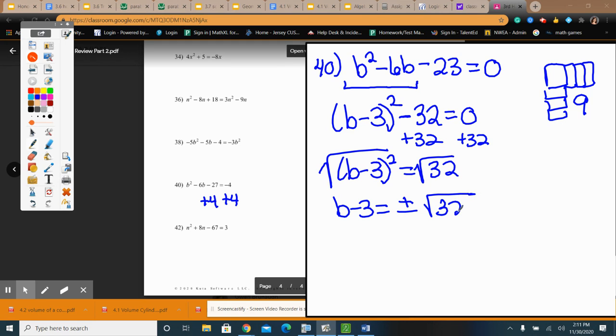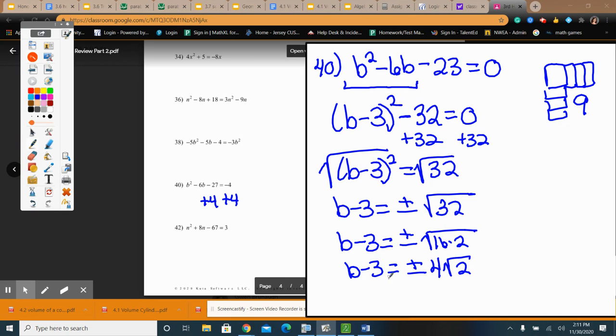But the square root of 32 does simplify. There is a perfect square that's in it. 16 times 2 is 32. So that's b minus 3 is plus or minus the square root of 16, which is 4, and the square root of 2 is underneath. And now you just add 3 to finish it up. So b equals 3 plus or minus 4 square root of 2.